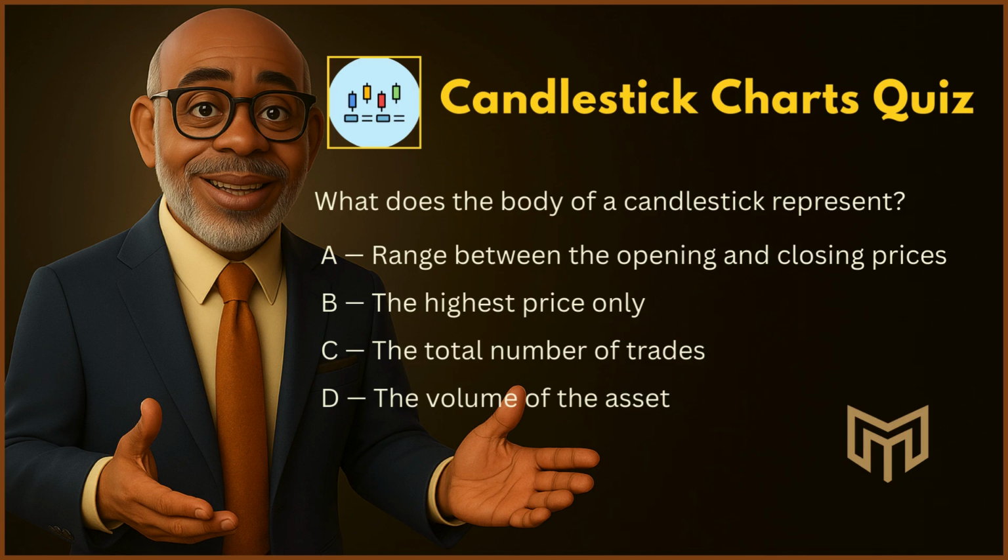The correct answer is A, the range between the opening and closing prices. This matters because the body represents real market sentiment. It shows whether buyers or sellers were in control during that period.